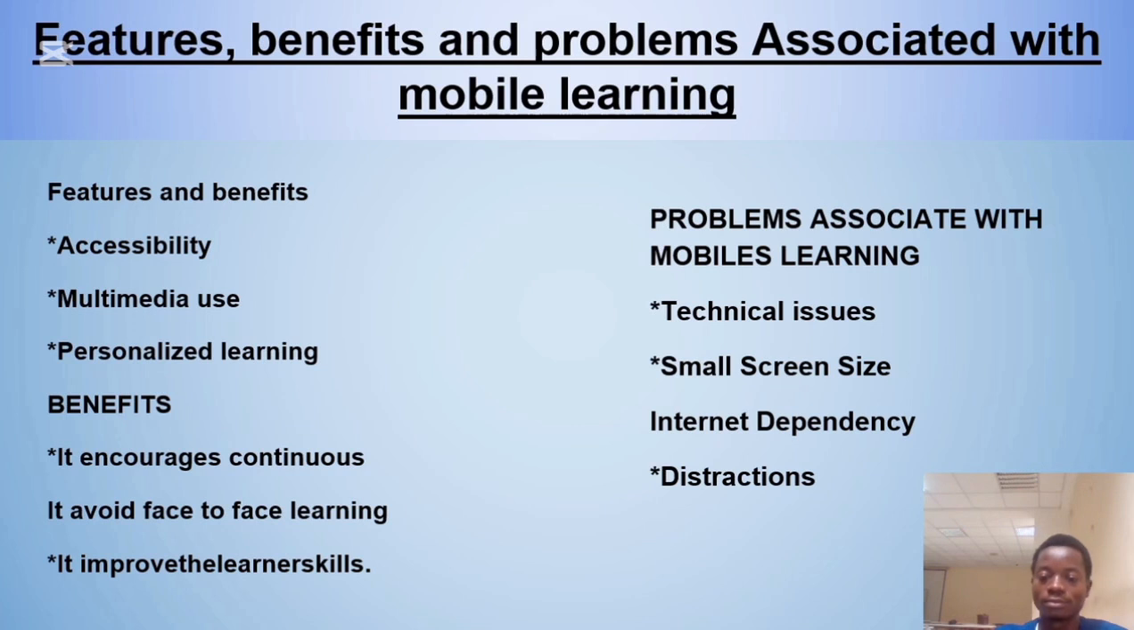Small size screen. Small size screen also causes eye pain. And also internet dependency. The main source of mobile learning is the internet network, which means without a good network, it becomes more difficult for learners who find themselves in places where networks are not available to have access.